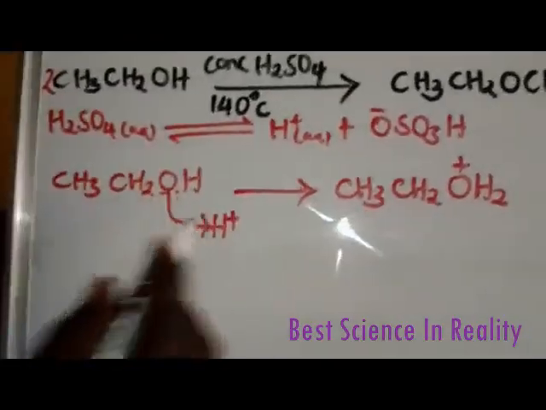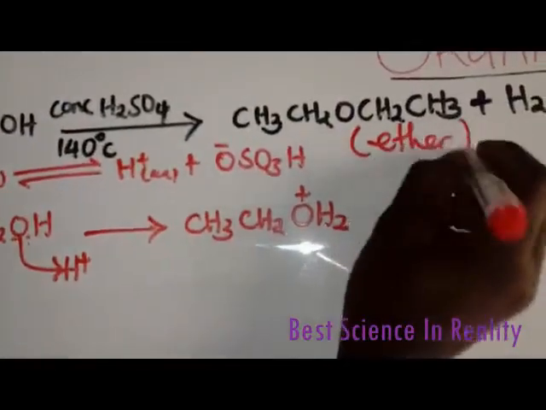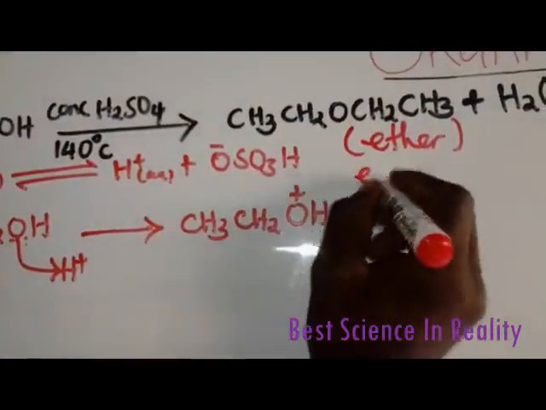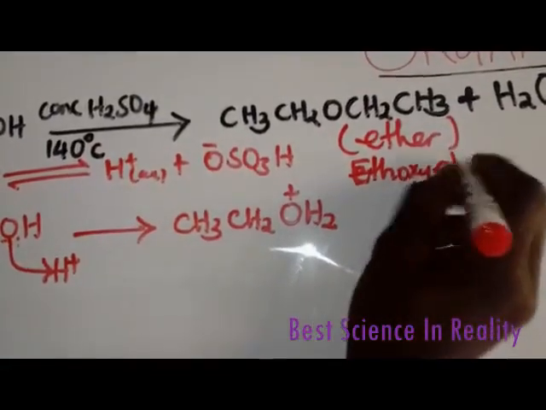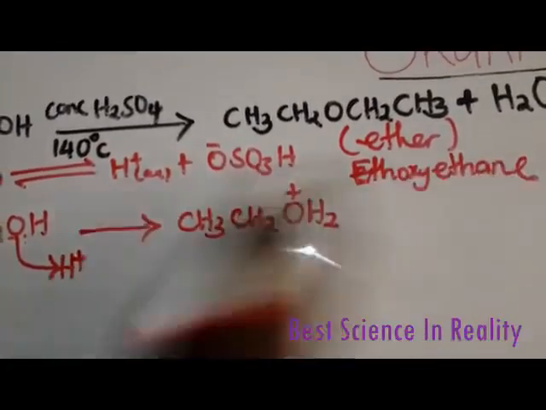At 140 degrees, we are going to form an ether. This is called an ether, for example diethyl ether. And this is the mechanism.